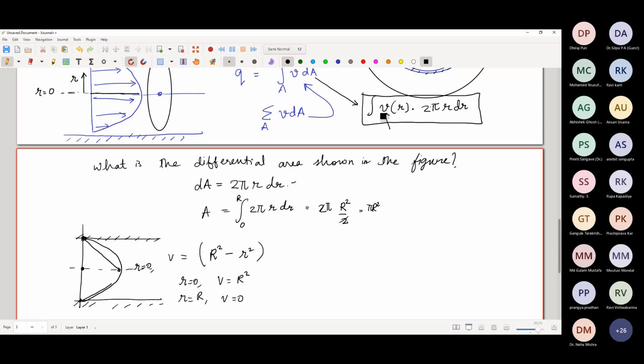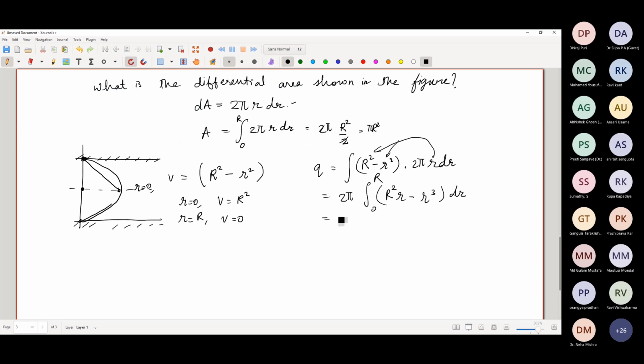So let us now perform this integration for this particular case. The flux Q will be the integral of capital R squared minus r squared, that is the expression for v, times 2 pi r. So 2 pi can come out of the integration. Now we multiply this r to both the terms. It will be R squared times r minus r cubed, and this will be dr, and r goes from 0 to capital R.